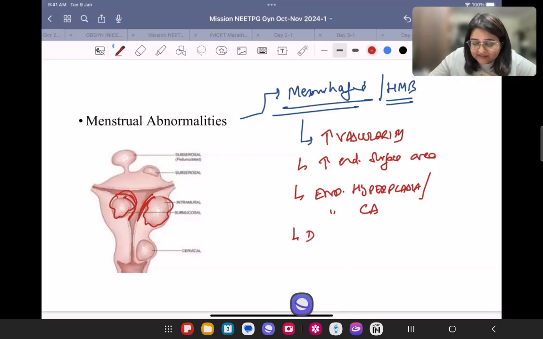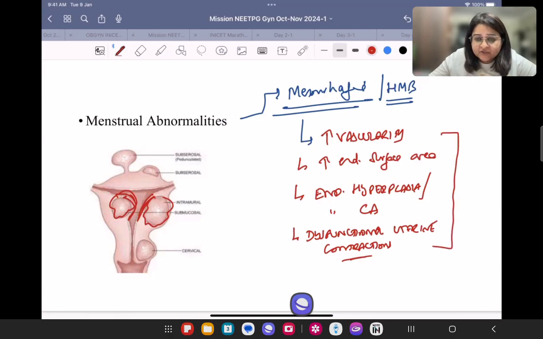Also, there is dysfunctional uterine contractions. So one mechanism of why the period stops is the uterus contracts and the period will stop. But if the uterus is not contracting properly, the patient keeps bleeding. So these are the reasons why the patient has menorrhagia.